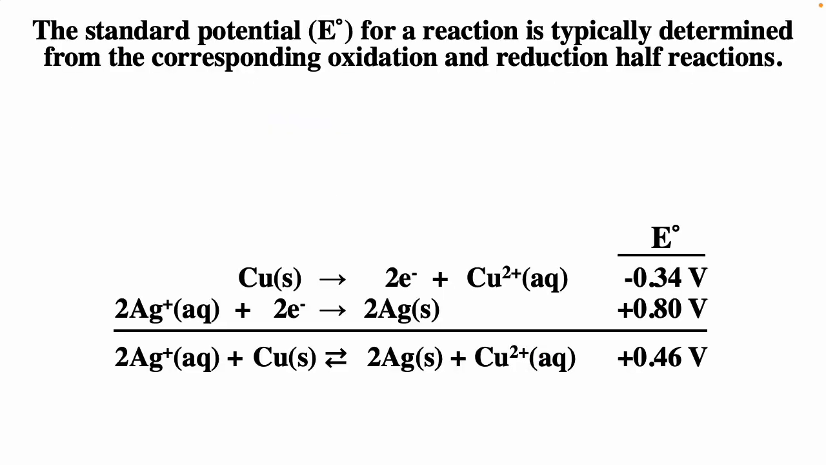So standard potentials for a reaction are typically determined from the corresponding oxidation and reduction half reactions. And so this is our oxidation. Remember, LEO goes GER: lose electrons, oxidation; gain electrons, reduction. And so electrons will always be on the product side of an oxidation half reaction. Electrons will always be on the reactant side for the reduction half reaction. Now, if we add these two half reactions, we get the reaction that we're looking for. And when we add these two half reactions, we add the corresponding potentials.